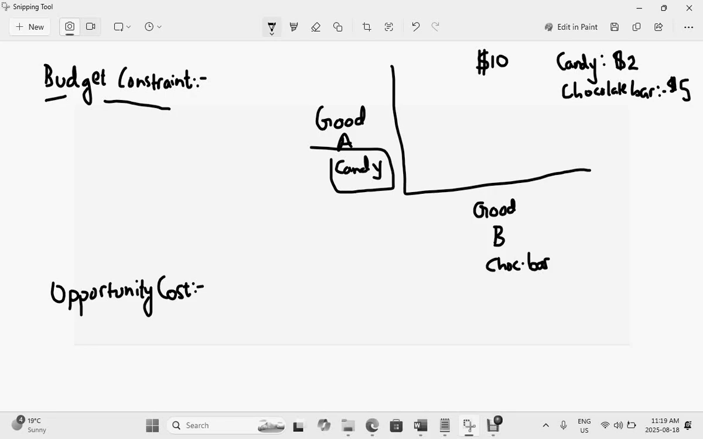Which basically means that you can consume 10 candies with the amount of money you have, or two chocolate bars with the amount of money you have. So two chocolate bars.